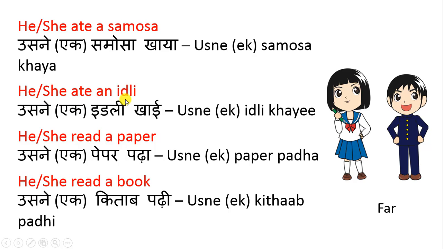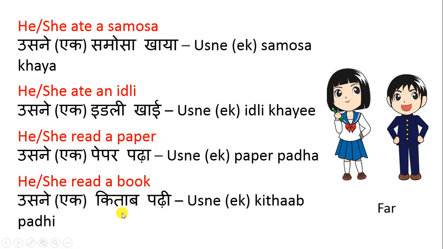He or she ate an idli. Usne idli khai. Here usne refers to he or she when he or she is far away from you. We used khai because idli is female. He or she read a paper. Usne paper padha. Here usne refers to he or she when he or she is far away from you. Padha is used as paper belongs to masculine gender. He or she read a book. Usne kitab padhi. Here usne refers to he or she when he or she is far away from you. Kitab is book. Padhi is used as kitab belongs to feminine gender.